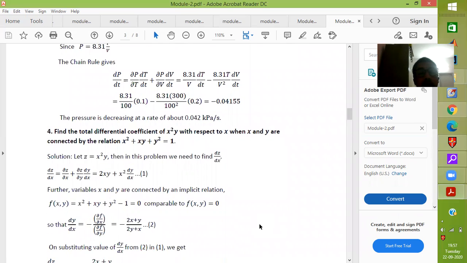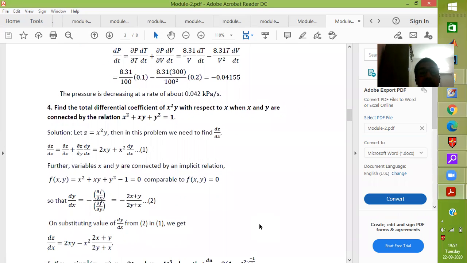Now, the next question is slightly interesting. Find the total differential coefficient of x square y with respect to x, where x and y are connected by the implicit equation x square plus xy plus y square is equal to 1. So we want to compute dz by dx. So dz by dx by the chain rule is dou z by dou x into dx by dx, which you can't see because that will be anyway 1, plus dou z by dou y into dy by dx.